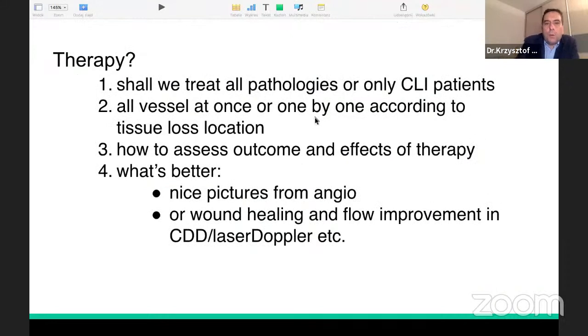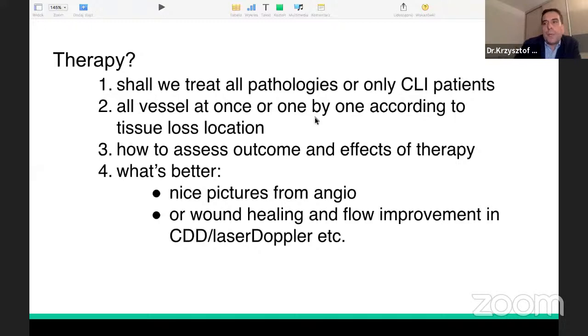So what we should do dealing with the patients with below the knee arteriosclerotic lesions? Usually there are not single ones. I mean, usually there are 3-4 lesions to treat. So the first question is to address, shall we treat all pathologies or only patients with critical ischemia? Because in our department, mostly we have diabetic patients with critical ischemia.